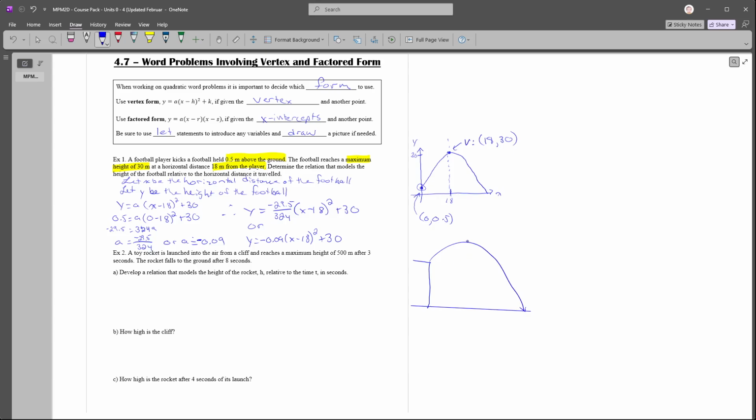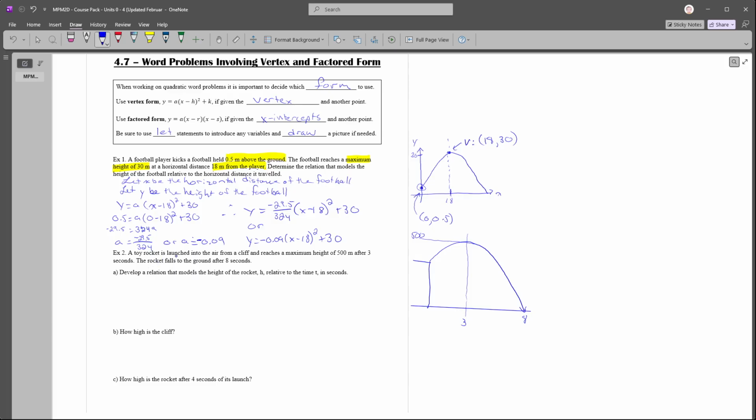Okay? Now, after 3 seconds, it hits a height of 500 meters. So we think about this. This is a height of 500 meters, okay? And after 8 seconds, it hits the ground again. So there's our picture. So what does this mean? How does this help us? What kind of information does it give us?